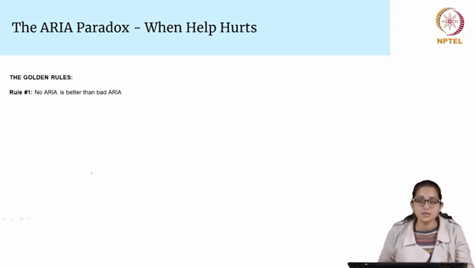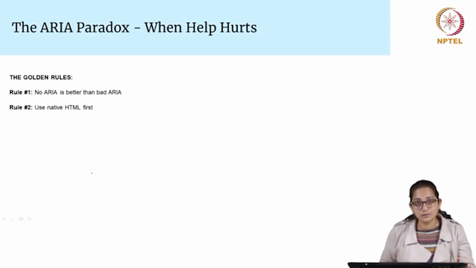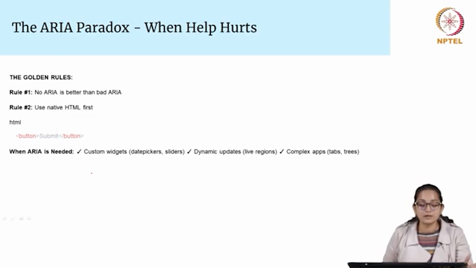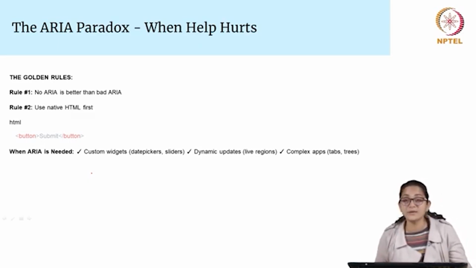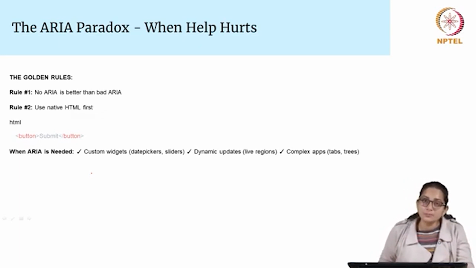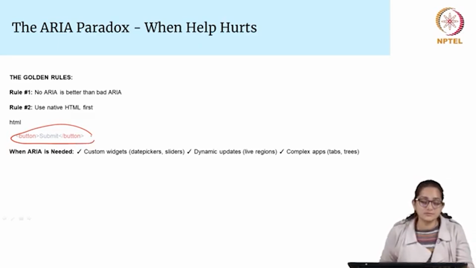Learn ARIA labeling first and then use it. Rule 2 is use native HTML first. Try to make that work. If it doesn't work, then add ARIA labels. Here we are saying that the native HTML label of button is enough. ARIA is needed when we are adding custom widgets, dynamic updates, or complex apps with tabs and trees and all of these things. If it's just a button, maybe only a basic set of things is sufficient.